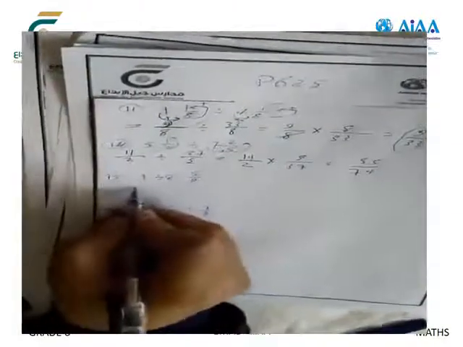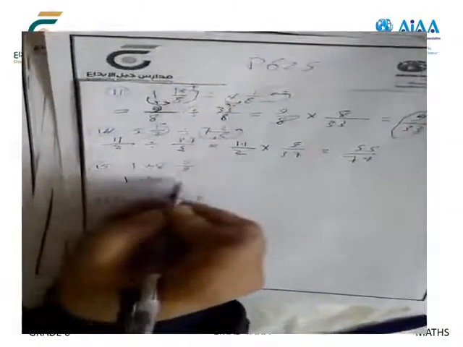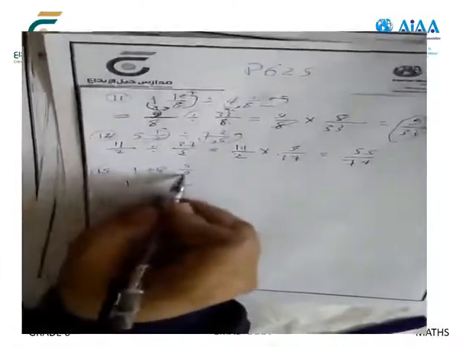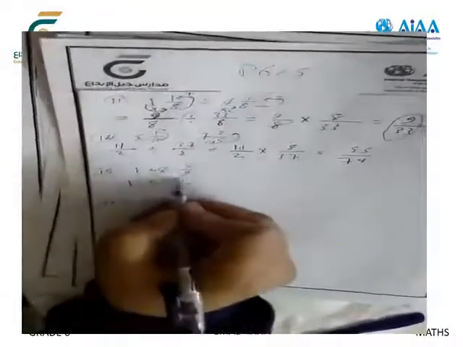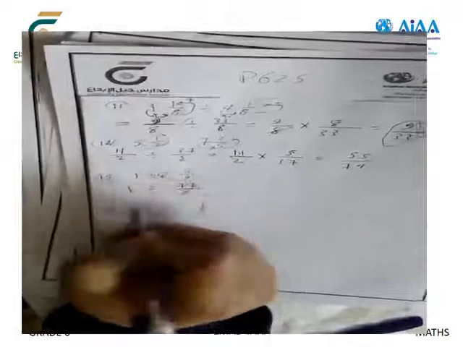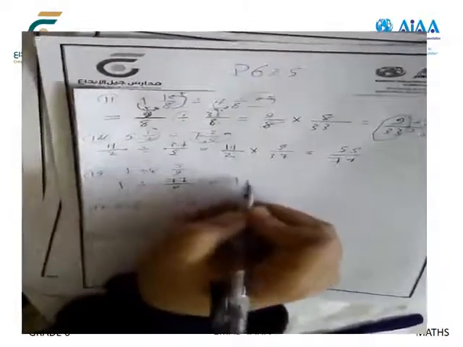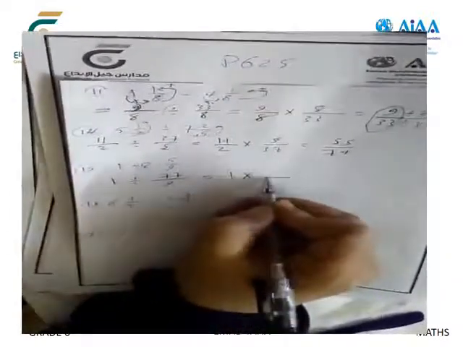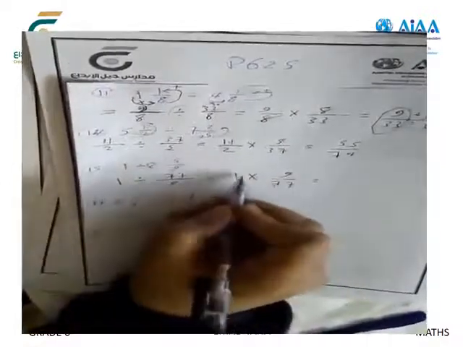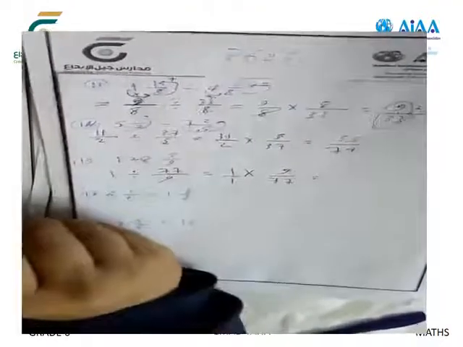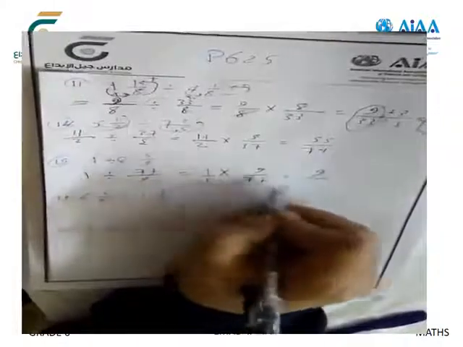Okay, number 5, 1 divided by. Okay, 8 times 9, that's 72, plus 5, 77 over 9. Now we write 1 multiplied by, yes, 9 over 77. If the number doesn't have a denominator, the denominator equals 1. Okay, now 1 times 9 equals 9, and 1 times 77 equals 77.